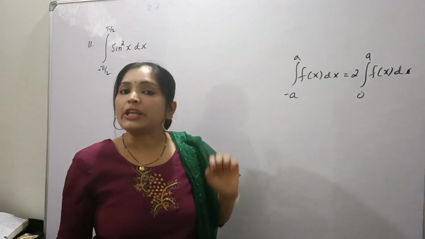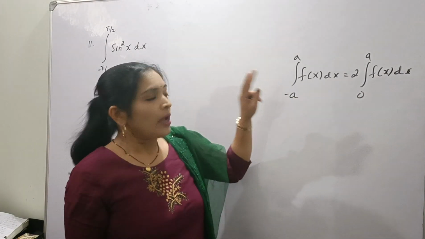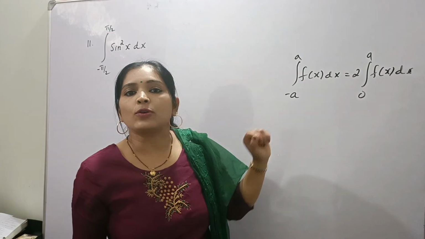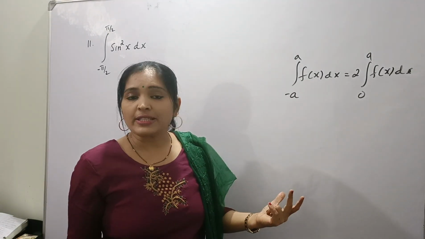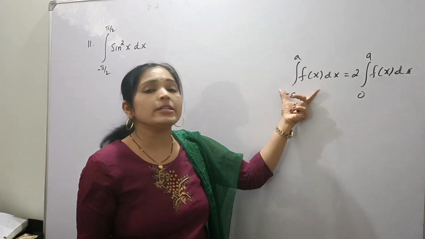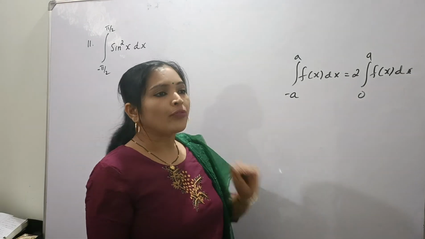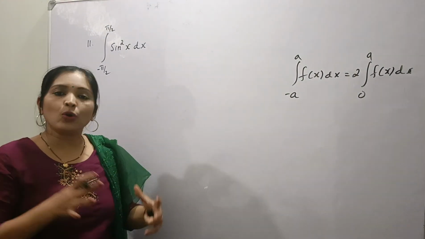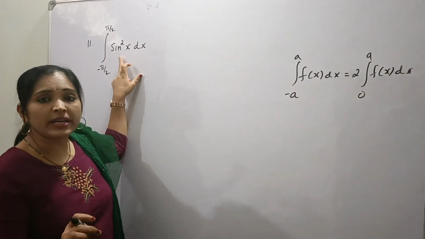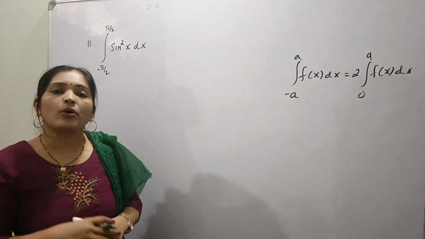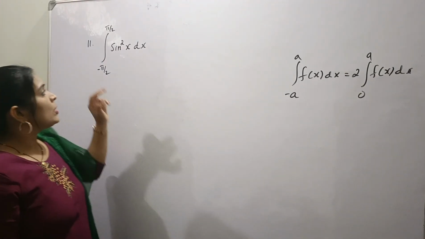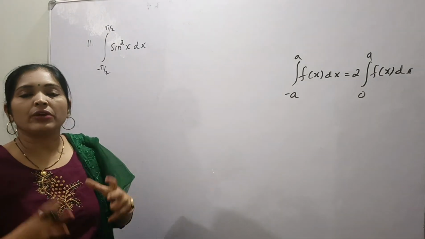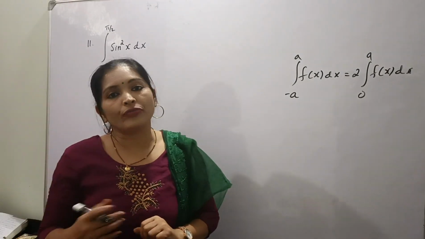When f of x is an even function, right? Otherwise, this integral is equal to 0. That is, if f of x is an odd function, then this integral is equal to 0. So here we can apply this property. Before applying this property, we have to check whether this given integrand is an even function or an odd function, right? How to check whether the given function is an even function or an odd function?